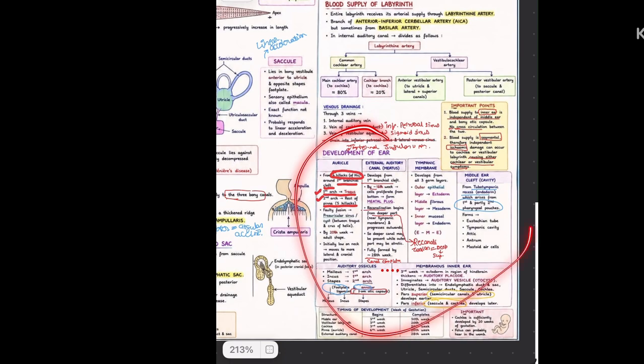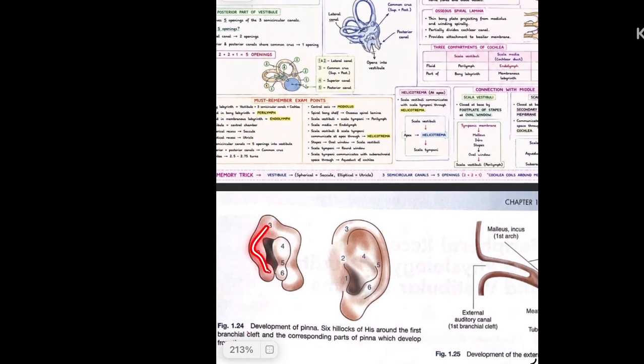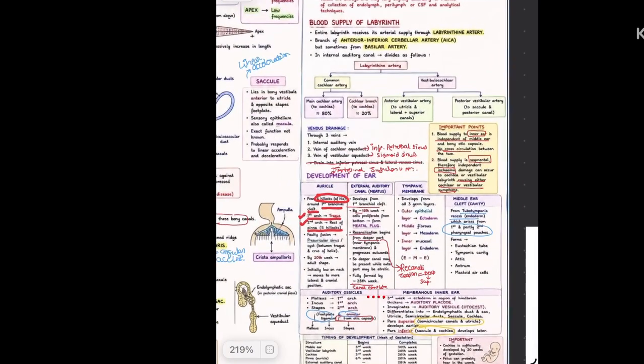Now the last part is the development of the ear. See, development of the auricle, external auditory canal, tympanic membrane, middle ear cleft, auditory ossicles, and membranous inner ear. Okay, let's talk about it. First of all, the auricle. See this diagram. The auricle develops from the first branchial cleft, and it has 6 hillocks, 1, 2, 3, 4, 5, 6. The first one forms the tragus, and the remaining ones form the remaining pinna. Okay, that is about the auricle.